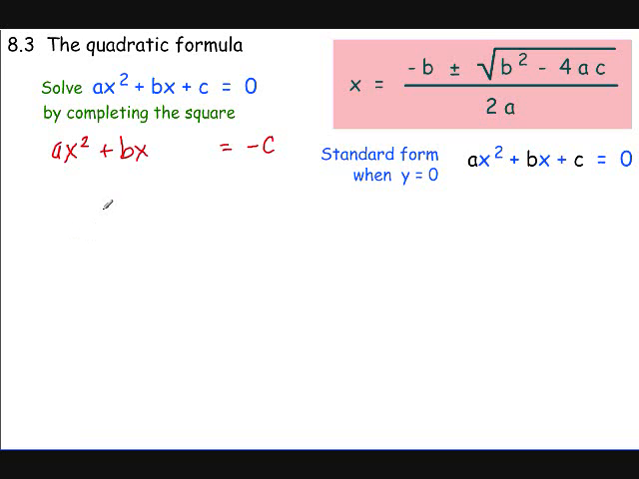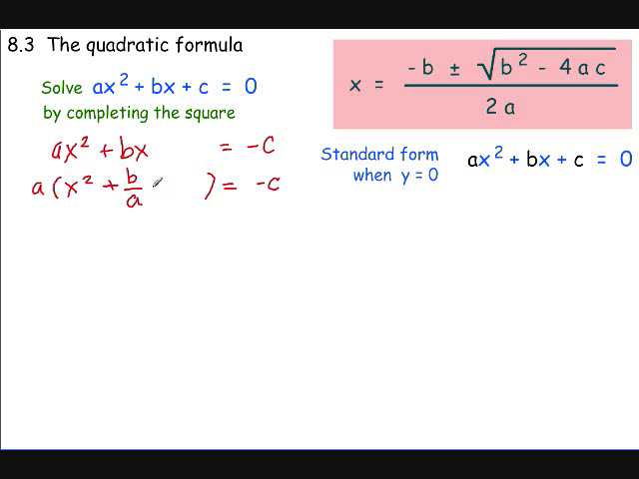Now I do have a problem, don't I? Because look at this. I have an a here. Oof. That's my leading coefficient. What would I do? I would factor it out. Now you're probably saying, wait a second, Mrs. Turner. You're factoring out an a when you do not have an a in your second term. That's true. But here's what I can do.